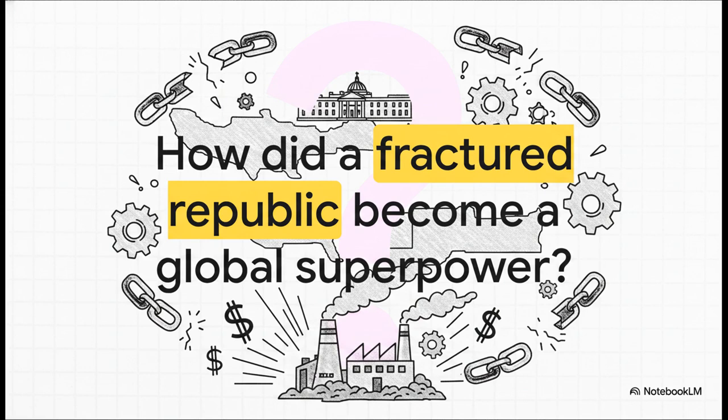How exactly did a fractured republic, recovering from a devastating civil war, turn around and transform into an industrial global superpower? It's a staggering pivot, but the ashes of the Reconstruction era actually set the stage for an unprecedented explosion of industrial wealth and global influence.